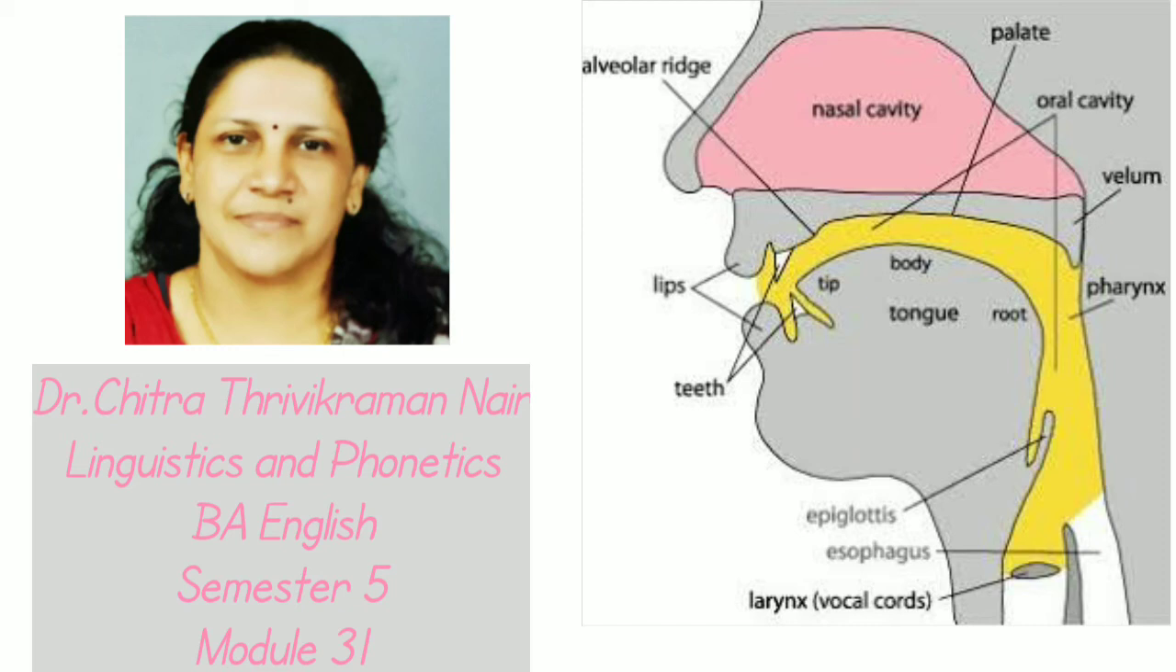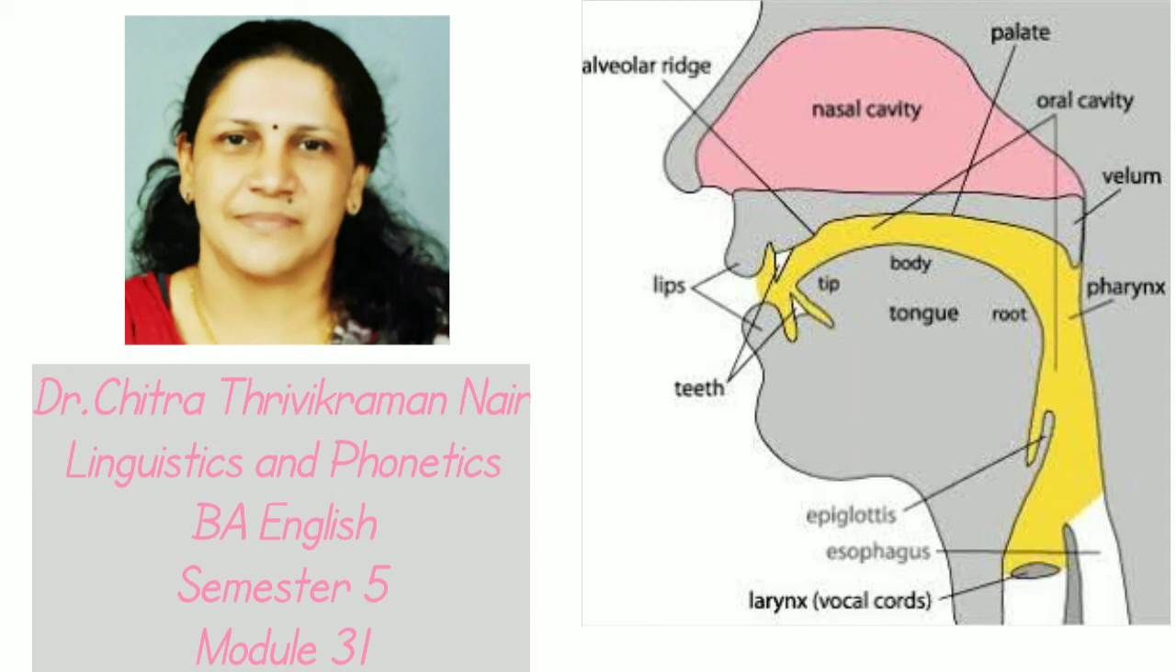The movement of the tongue in the oral cavity is very important in the production of almost every speech sound. And when we talk about the tongue, we have to keep in mind its different parts, namely the tip, the blade, the front, the back, and the root.